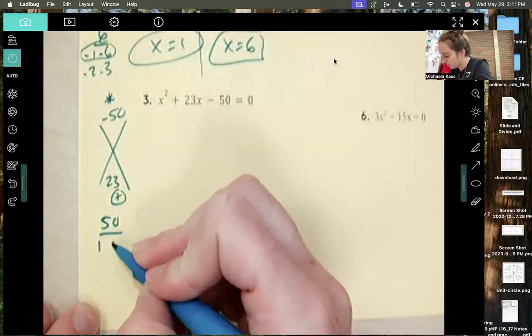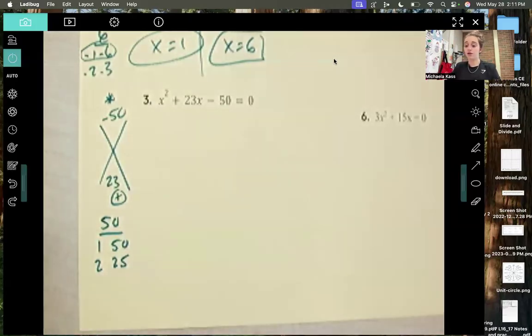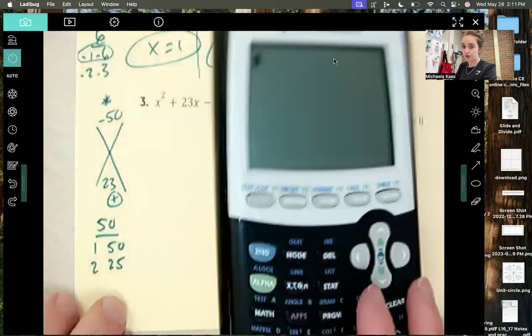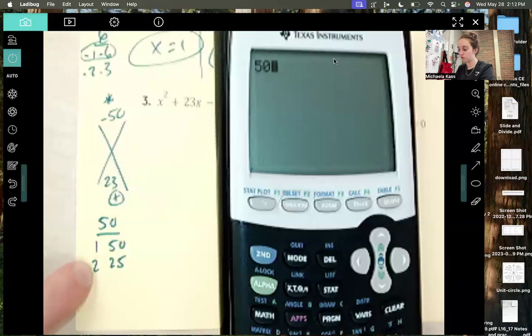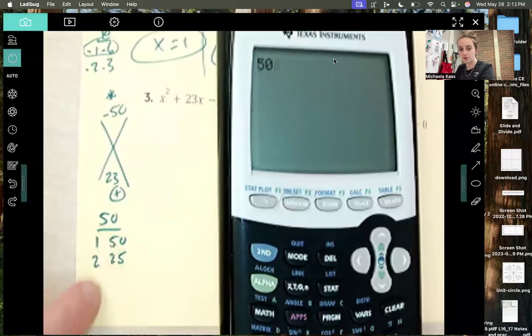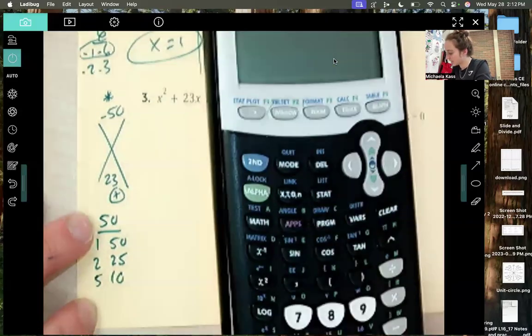So I got 1 and 50. I got 2 and 25. If I'm stuck and I don't know what to do, this happens a lot. To get these factors, you take 50 and you just divide it by these small numbers. So 50 divided by 1 is 50. 50 divided by 2 is 25. Does 3 go into 50? It doesn't, there's a decimal there. So then I'm going to do 50 divided by 4, see if that works. It doesn't. 50 divided by 5, that should work. We got 5 and 10. Then I'm going to do 50 divided by 6. Does that work?